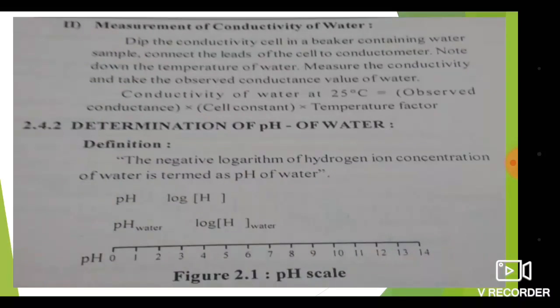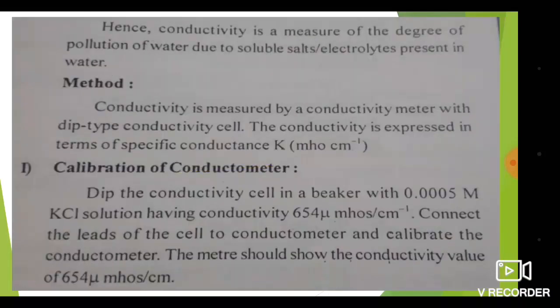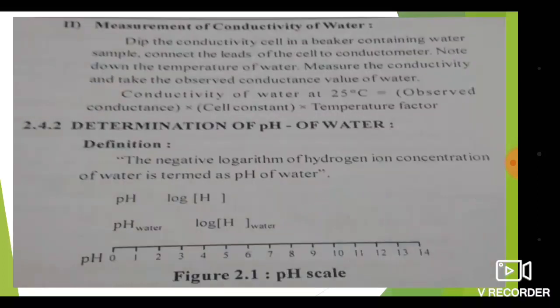First, calibrate the given conductometer by using 0.0005 molar KCl solution, which has a conductivity of 654 micromhos per centimeter. Then, measurement of conductivity of water.